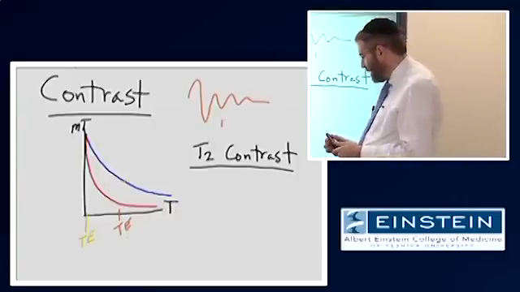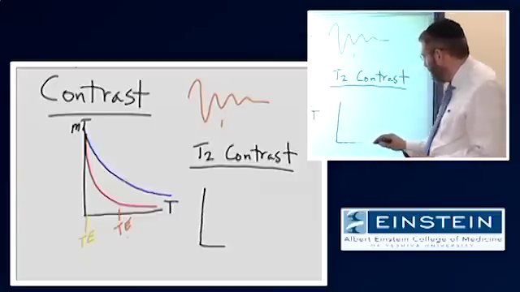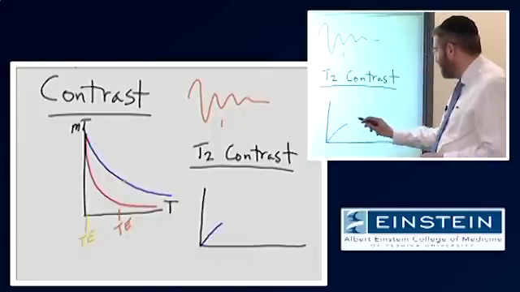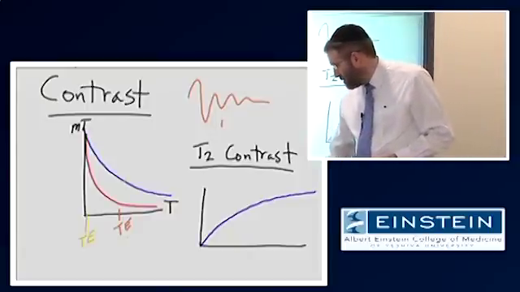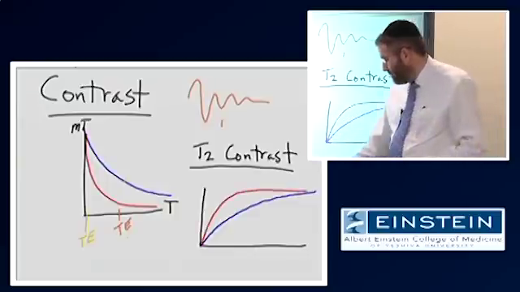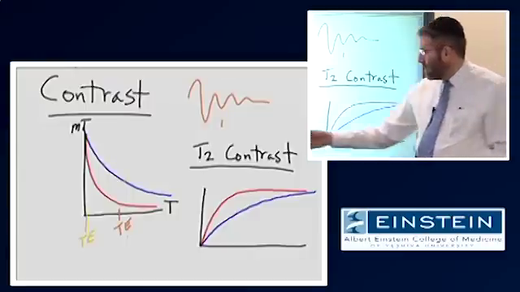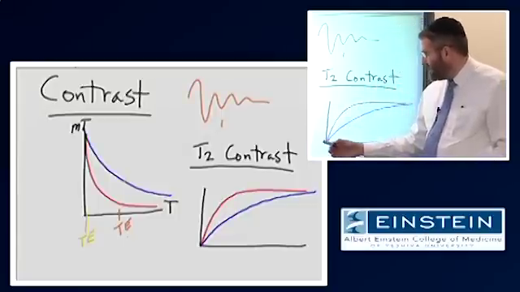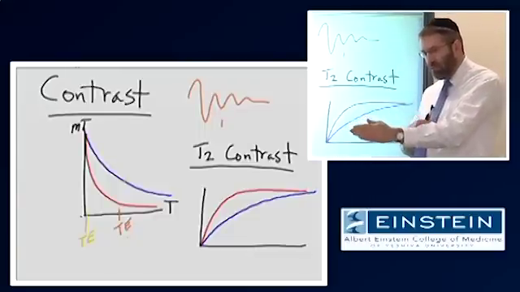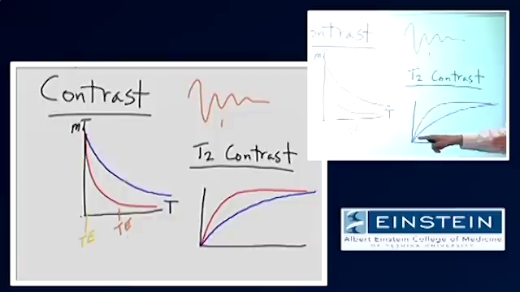Now, let's look for a second at what is going on with longitudinal magnetization during this period of time. It looks something like this. Okay? So, at time 0, and these times are the same, we take all of our magnetization, put it in the transverse plane, so that there's a large amount of transverse magnetization, there's no longitudinal magnetization.